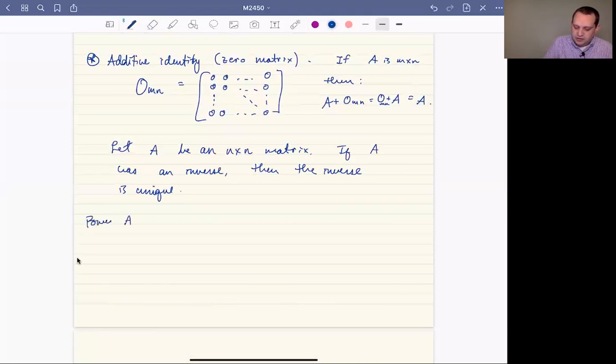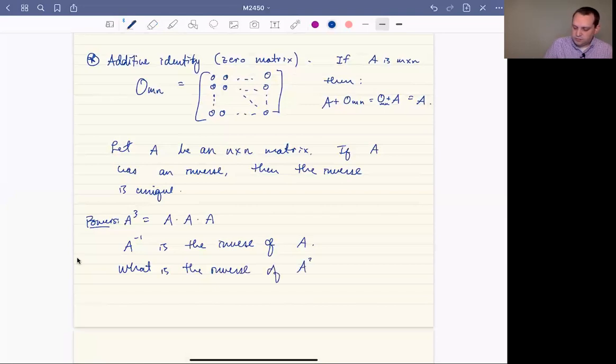Powers of matrices, so this is worth talking about. If I were to write A cubed, it's probably clear what that means, but I just want to spell this out. This means A times A times A. It's the product of A with itself 3 times. Whenever you cube something, you're multiplying it by itself 3 times, no big deal. Now let's say A inverse is the inverse of A. What is the inverse of A cubed?